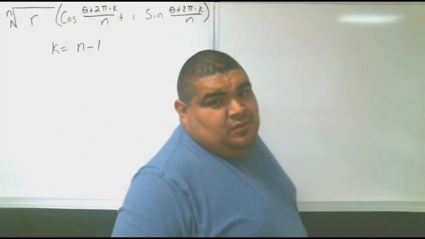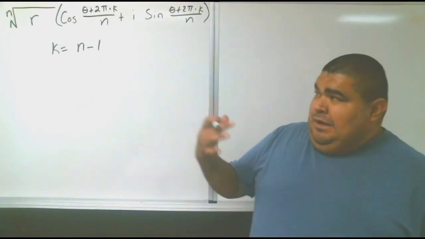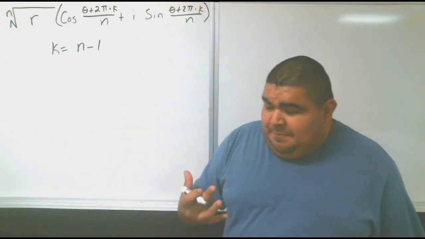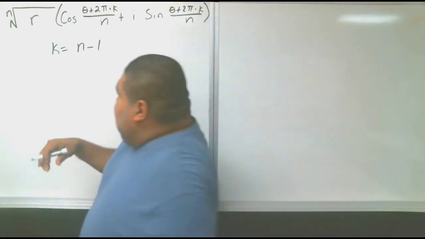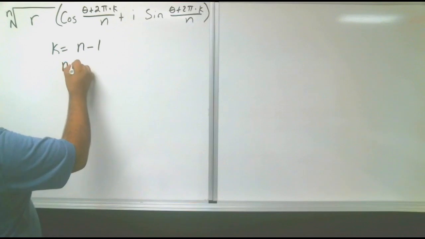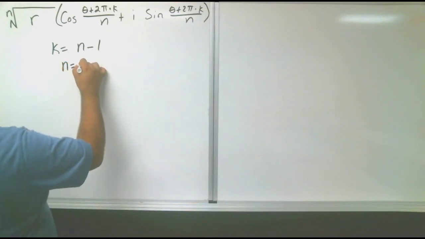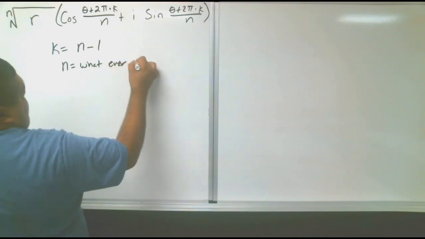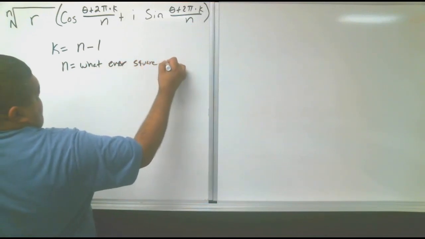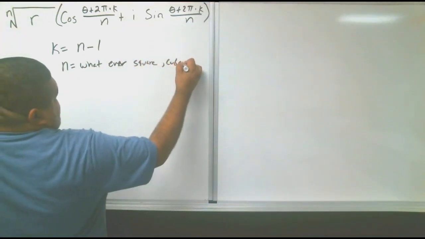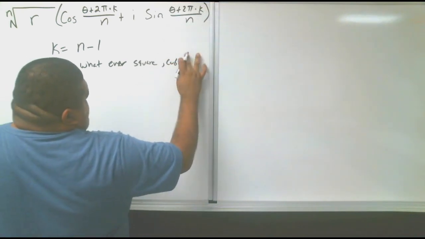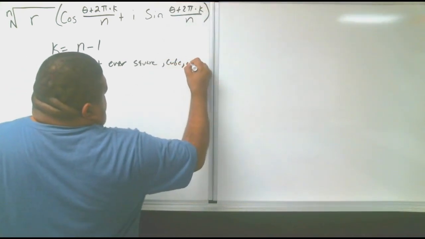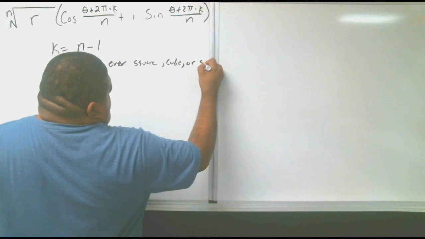You might ask yourself, what do you mean? You're going to see it in action in a minute. N is whatever you're looking for. Whatever square, cube, or so on.